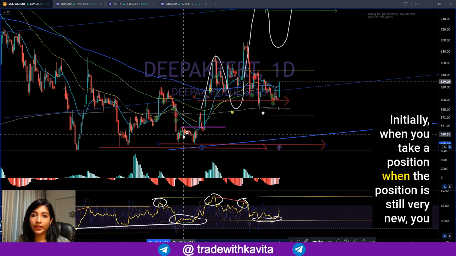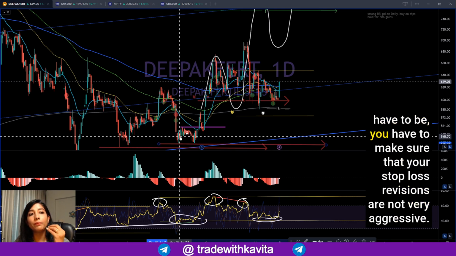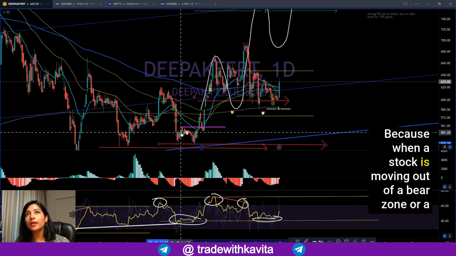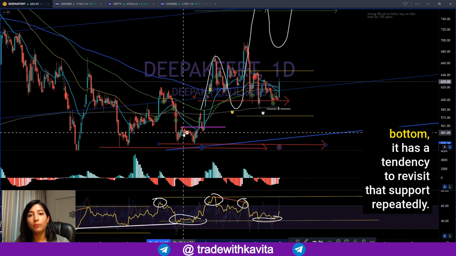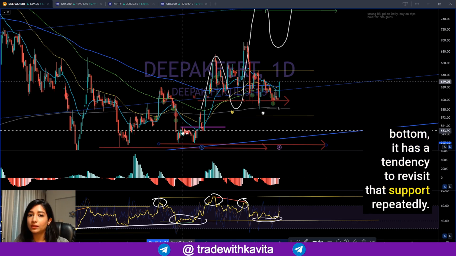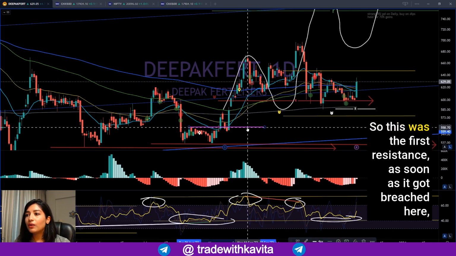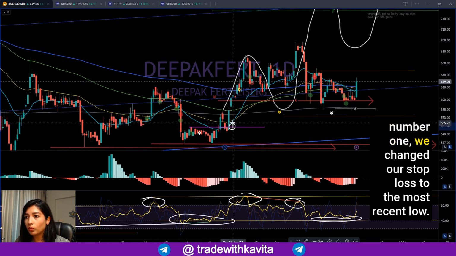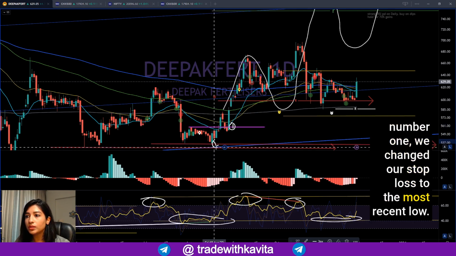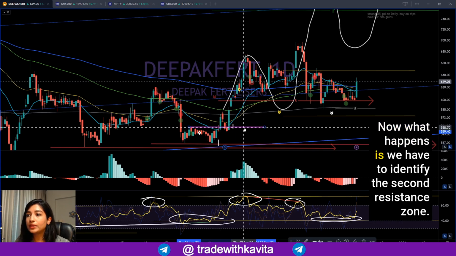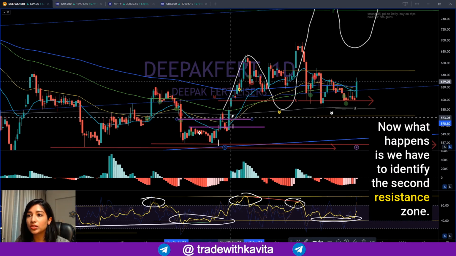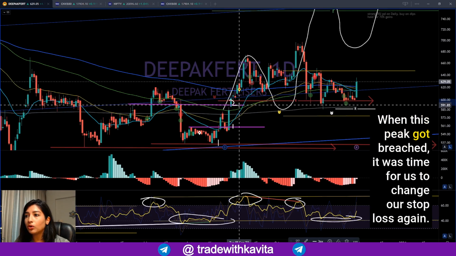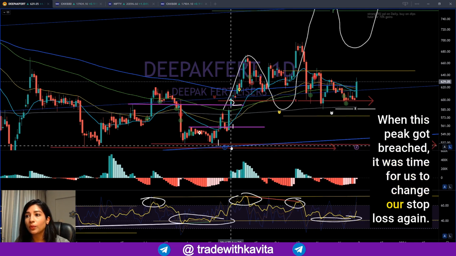Initially, when you take a position, when the position is still very new, you have to make sure that your stop loss revisions are not very aggressive. Because when a stock is moving out of a bear zone or a bottom, it has a tendency to revisit that support repeatedly. So this was the first resistance. As soon as it got breached here, number one, we changed our stop loss to the most recent low. Now what happens is we have to identify the second resistance zone. So this peak becomes our second resistance. When this peak got breached, it was time for us to change our stop loss again.